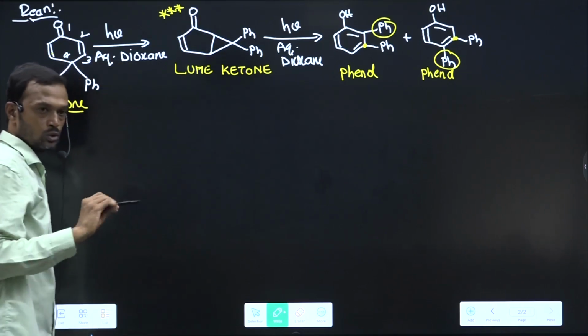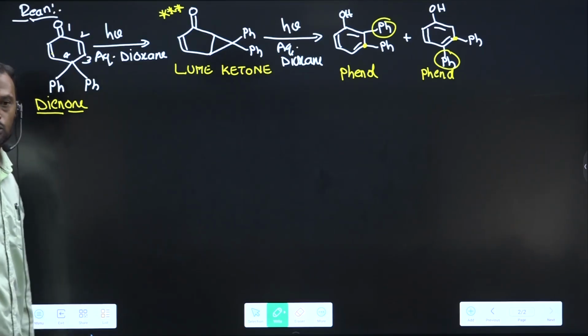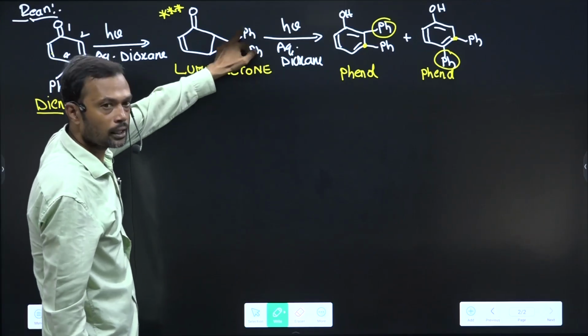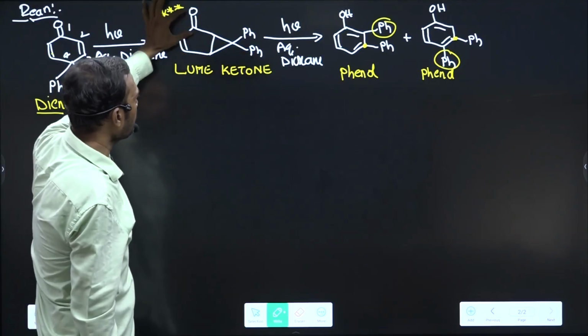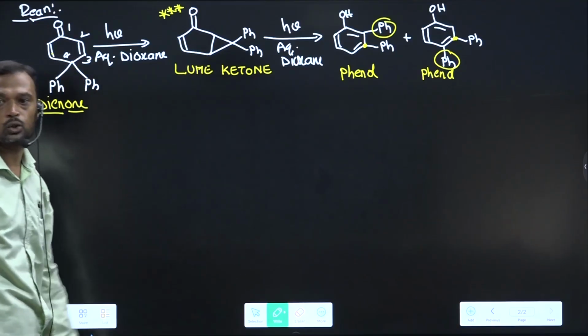Directly in choose-the-correct-answer questions, in the options they will use this word, lumiketone. Lumiketone means this structure. It may be 2-aryl, 2-alkyl, aryl-alkyl, anything. The 5-membered ring carries the double bond and carbonyl, and the 3-membered ring is completely saturated. That is called lumiketone.